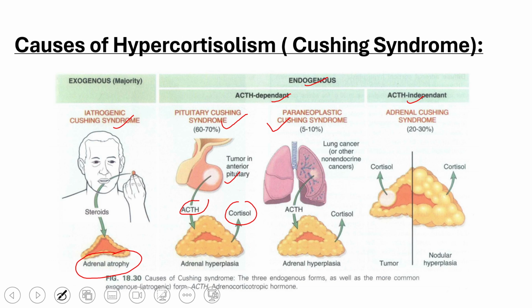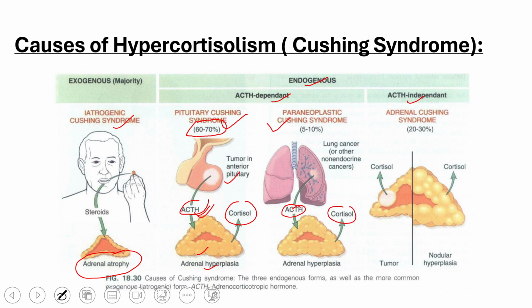And due to increased ACTH production, the trophic effect of this ACTH will be higher in the adrenal gland, and that results in adrenal hyperplasia. And this accounts for about 60 to 70% of the total Cushing syndrome cases that are caused by endogenous reasons. And paraneoplastic Cushing syndrome is like that: a non-pituitary neoplasm in various sites results in secretion of ACTH, which acts on this adrenal gland, resulting in the overproduction of cortisol.